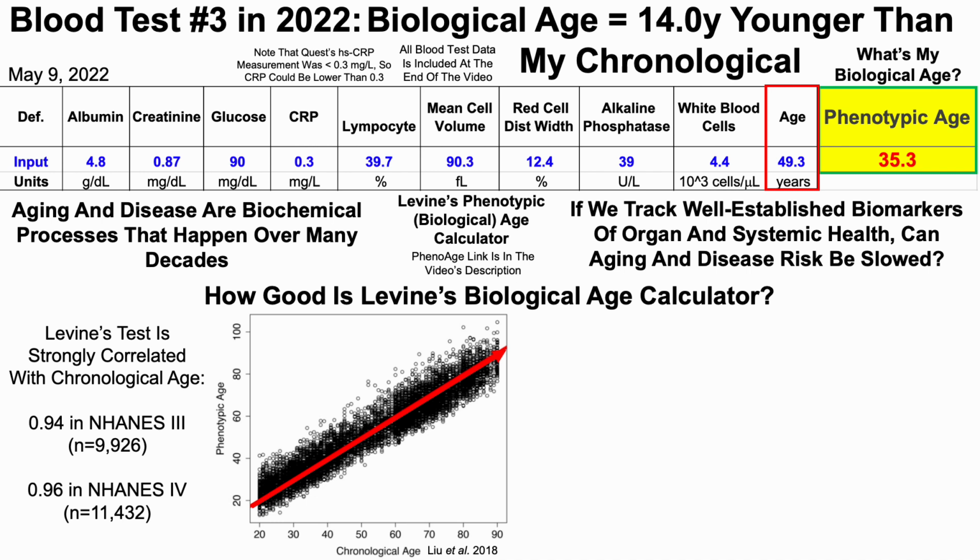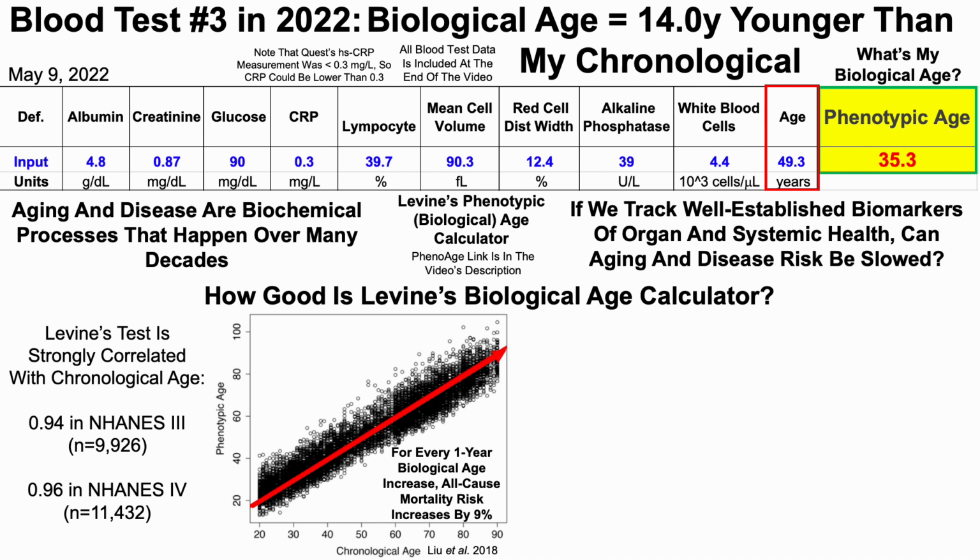In two separate studies, the correlation for Levine's test with chronological age was 0.94 in NHANES 3, which included about 10,000 subjects, and in a separate study, that correlation was 0.96 in NHANES 4, which included more than 11,000 subjects. Now, Levine's test isn't just strongly correlated with chronological age, it's also associated with all-cause mortality risk. More specifically, for every 1 year biological age increase using Levine's test, all-cause mortality risk increases by 9%. So we want to have more youthful biological ages using this test in order to have a reduced risk of death for all causes.